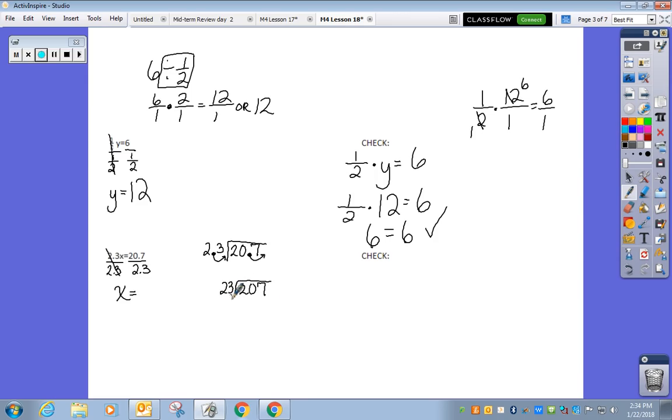Now, I see that this ends in 3 and this ends in 7, so I'm going to start with 9. Just because I know 3 times 9 is 27, which ends in a 7. And then I see that it actually works out. So I get x is equal to 9. For my check, I'm going to start by expanding it.